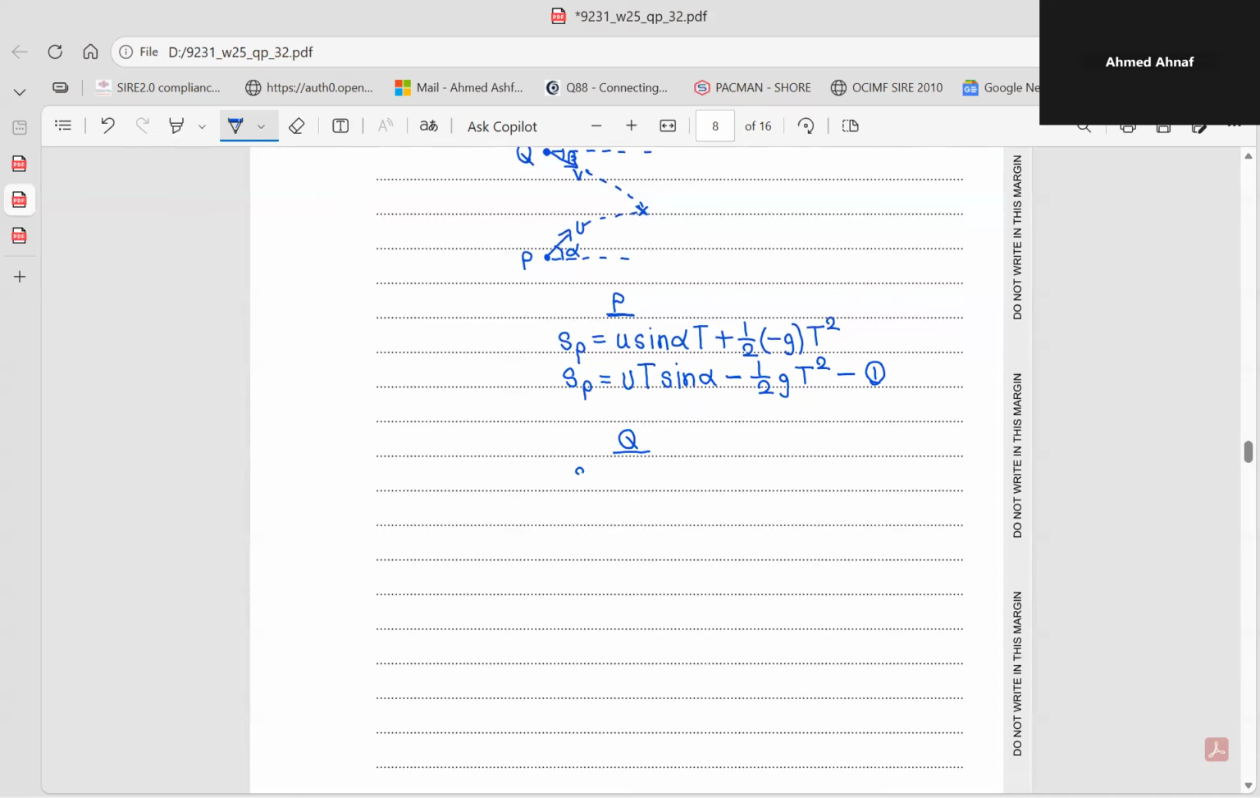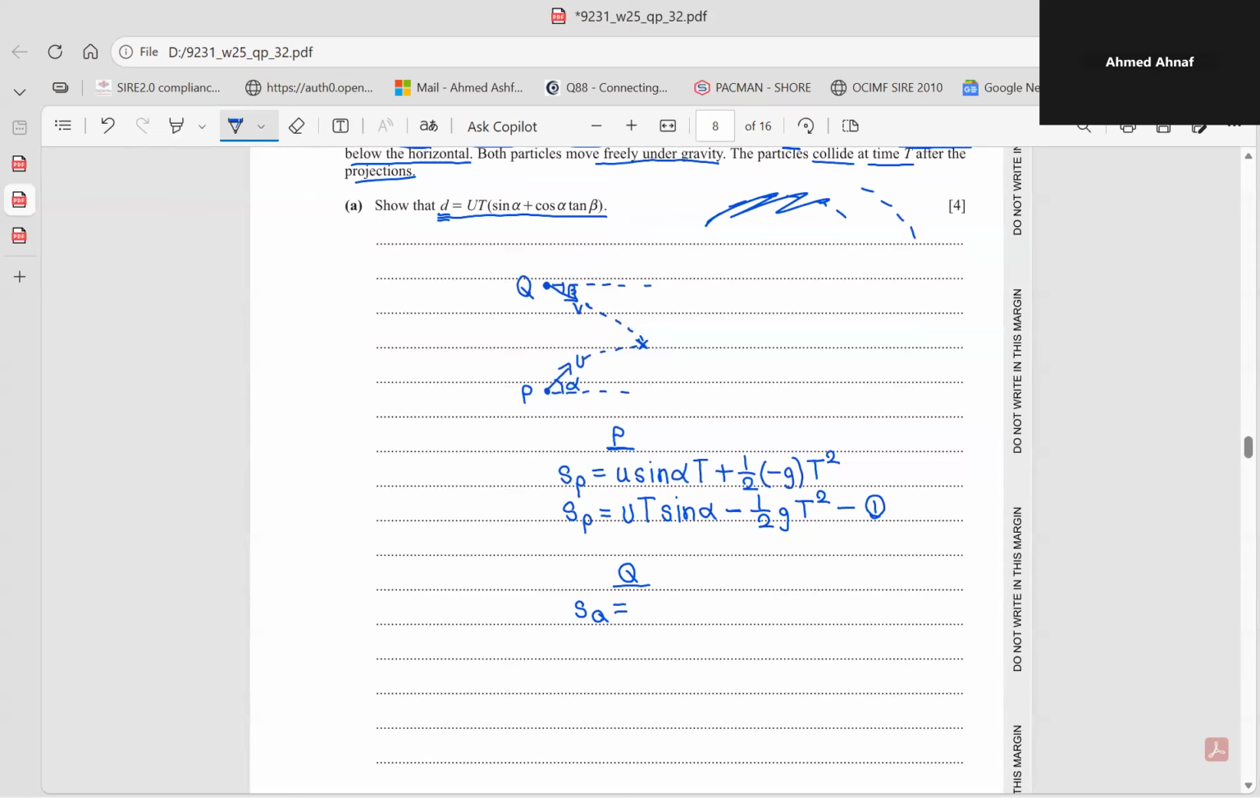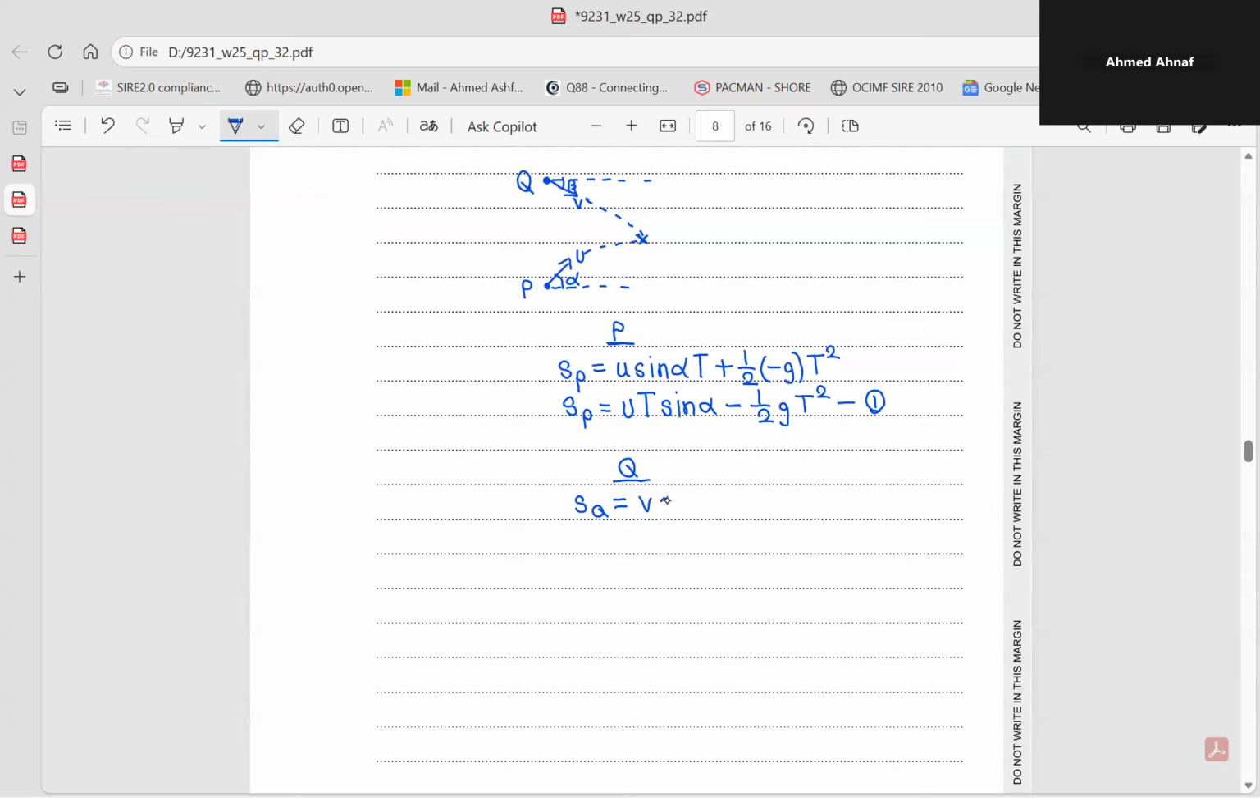All right. So SQ is going to be, okay, the initial speed of Q is V sine beta. Sorry, V sine beta. T, yeah, UT plus half AT squared. So half GT squared. So SQ is VT sine beta plus half GT squared. So this is the second equation.